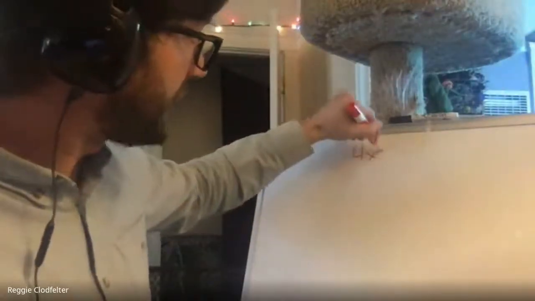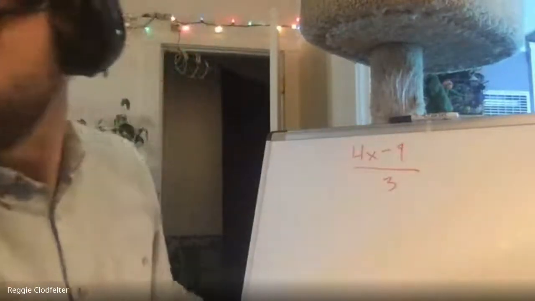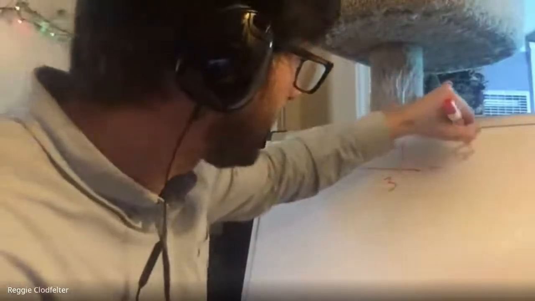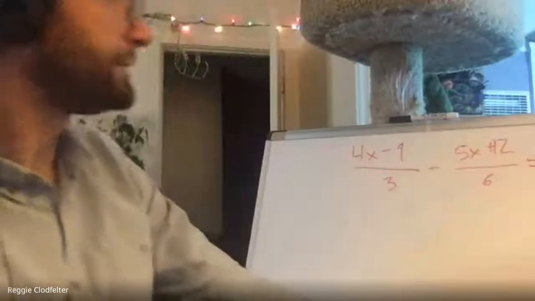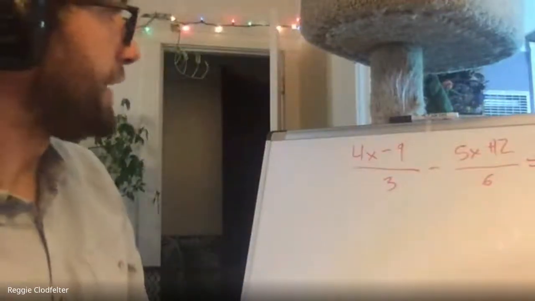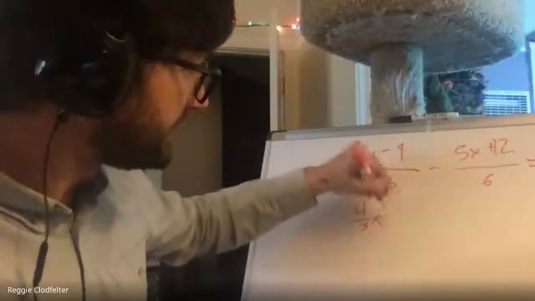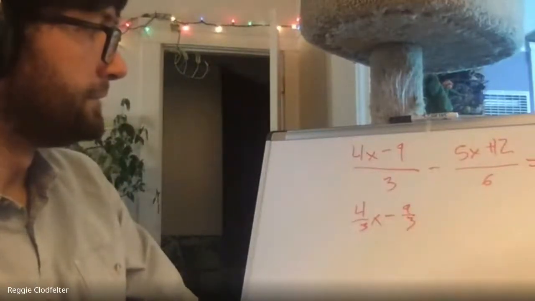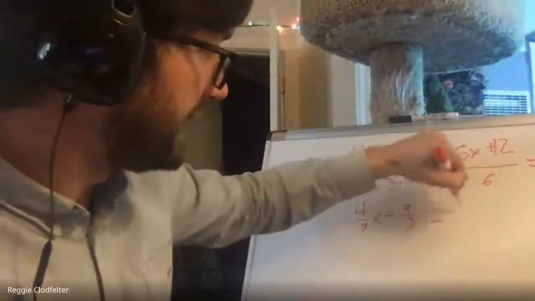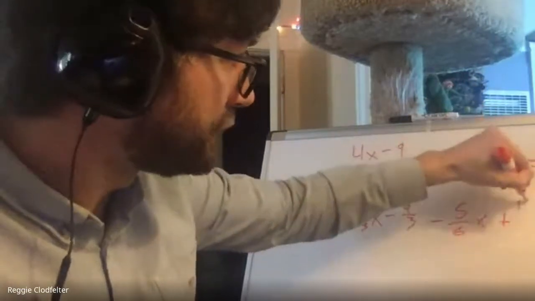So I've got 4x minus 9 over 3, minus 5x plus 12 over 6, equals 3x. So I just broke this apart into 4/3 x minus 9/3, okay? And then I get minus 5/6 x plus 12/6.